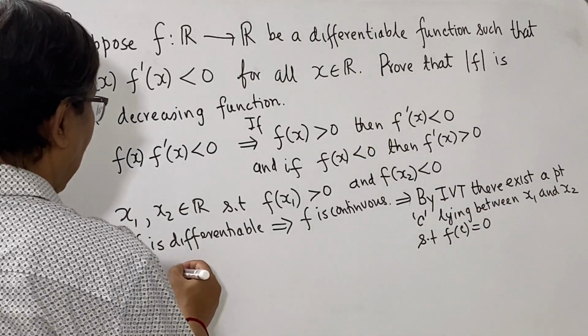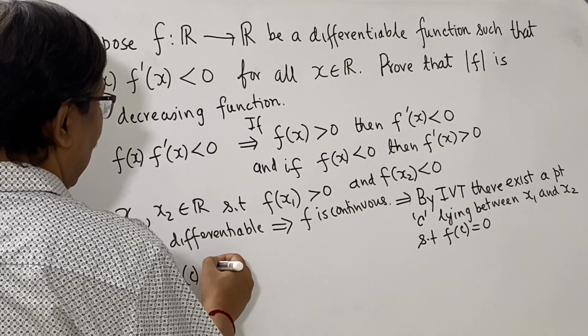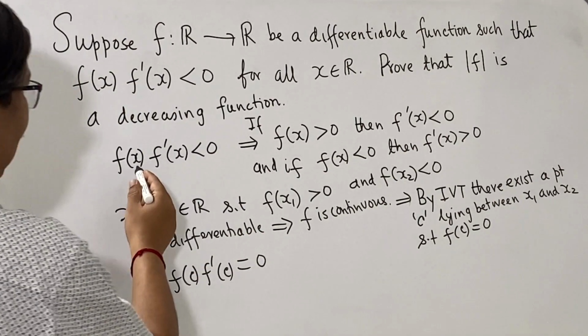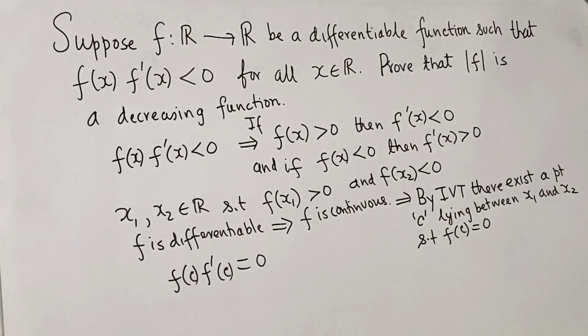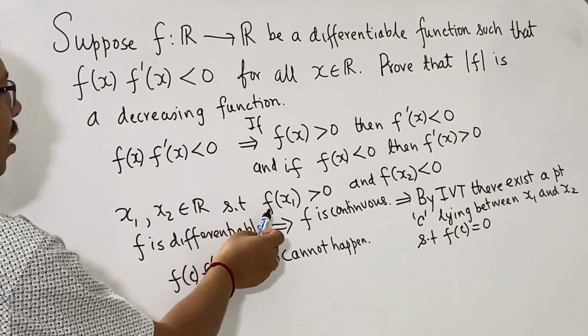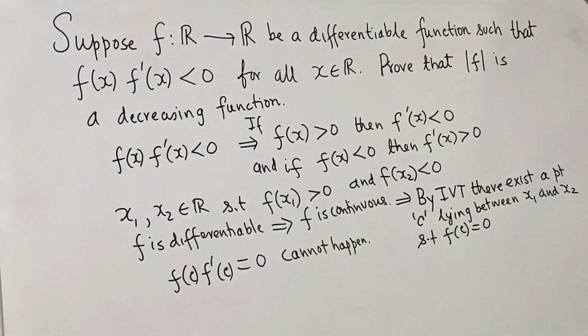But if f(c) is equal to 0, no matter what the value of f'(c) is, then the product is equal to 0. But we are given that f(x) times f'(x) is less than 0. So there is no point c like this. That means there do not exist such points x1, x2 such that f of x1 is greater than 0 and f of x2 is less than 0. So the function f does not change sign on the real line.